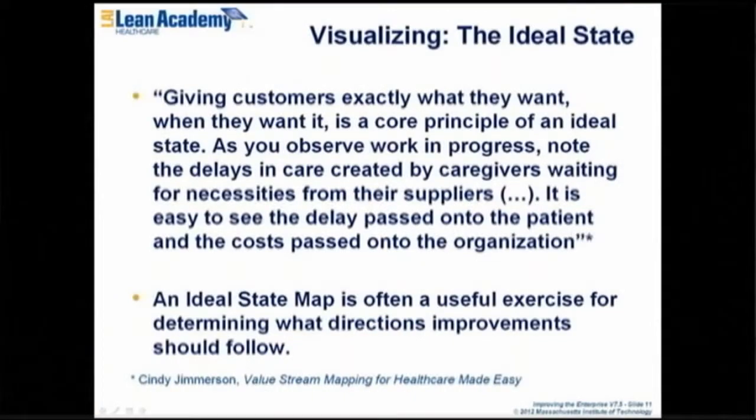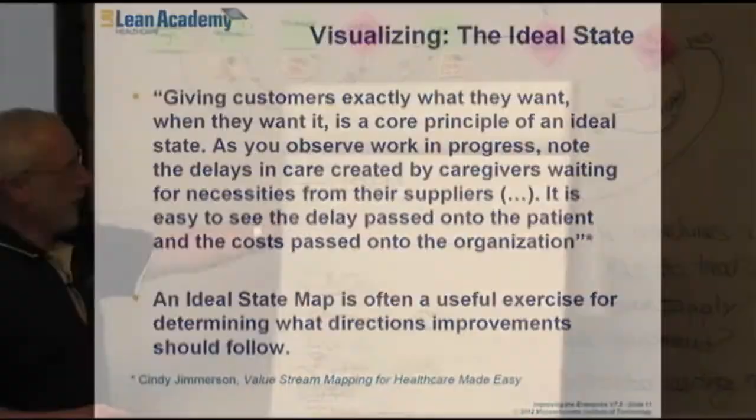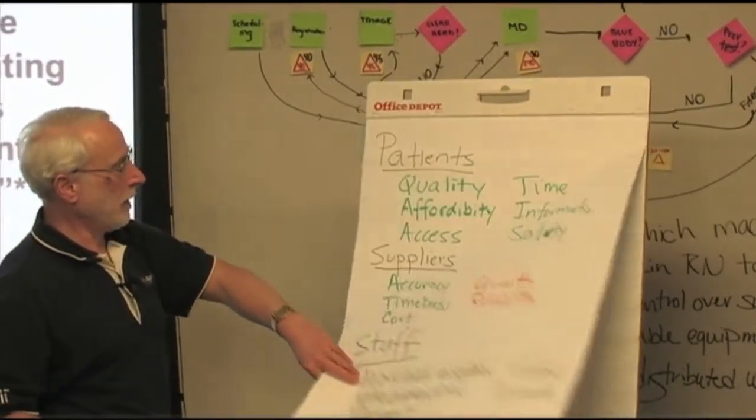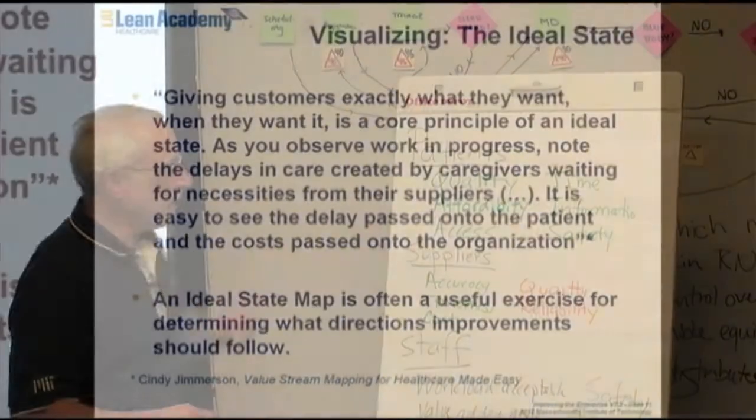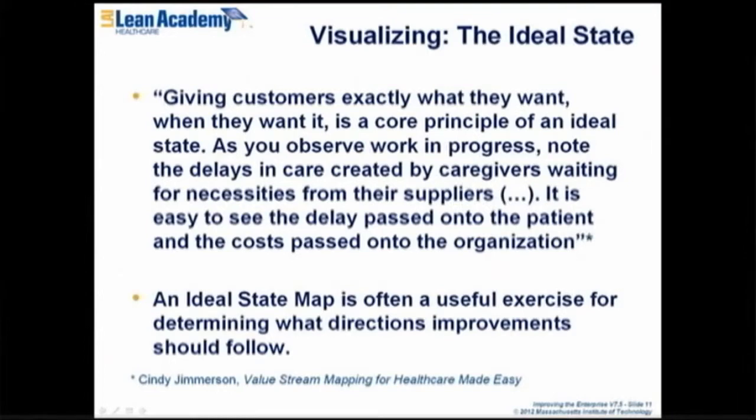And this is a nice quote that comes from Sue's partner, Cindy Jimerson, whose book I recommend to you, that this is what the ideal state would be. Giving the customers exactly what they want when they want it is a core principle of an ideal state. Well, we have our customers, our main customers, our patients. So this is what we would really like to do for our patient. So as you observe work in progress, note the delays in care created by caregivers waiting for the necessities from their suppliers. Now, we don't have a lot of suppliers here, but we have had to wait from them. But that kind of delay is just passed on, okay?